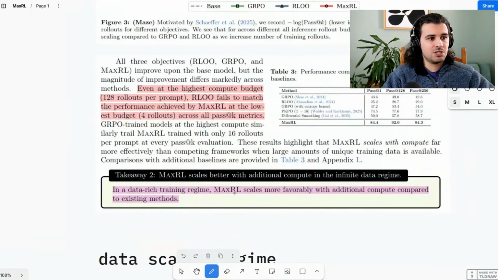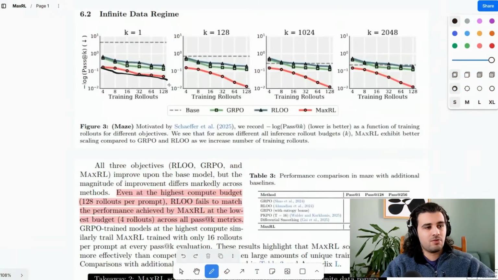In a data-rich training regime, MaxRL scales more favorably with additional compute compared to existing methods. And from the get-go, it's still good. But you see it scale pretty well from this starting point to here.